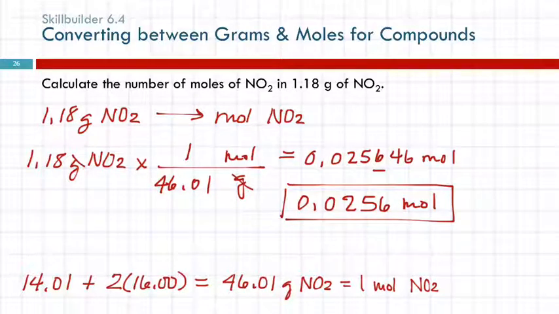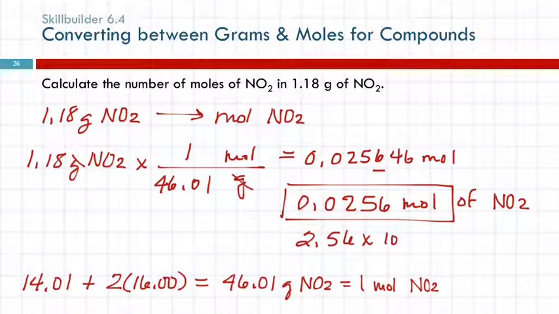Will the units just be moles, or would it be moles of nitrogen? Well, it would be moles of NO2. And do we have leading zeros? Well, you can't just throw out these leading zeros. So I could write it in scientific notation? You could write it in scientific notation, yes. So 2.56 times 10 to the negative 2 moles of NO2. But you can't just say 0.256 because that changes the number.